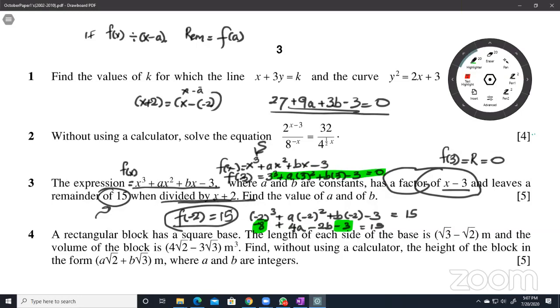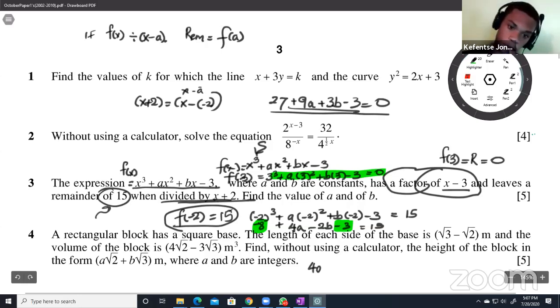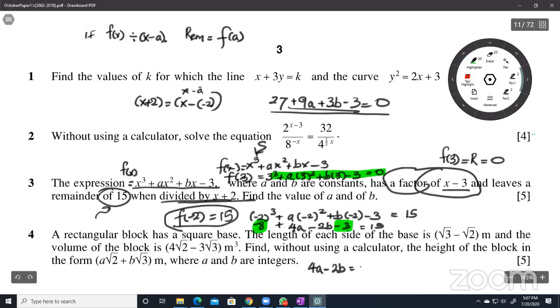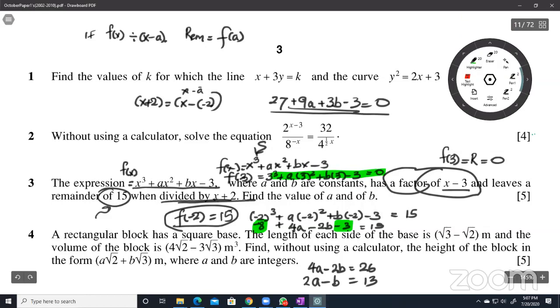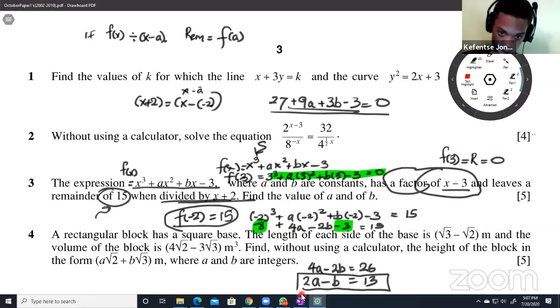So this equation now becomes 4a minus 2b is equal to 26. Or if you divide that whole equation by 2, I get 2a minus b will be equal to 13. Make sense? Yes, sir.